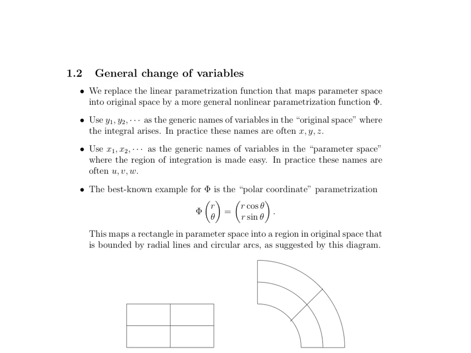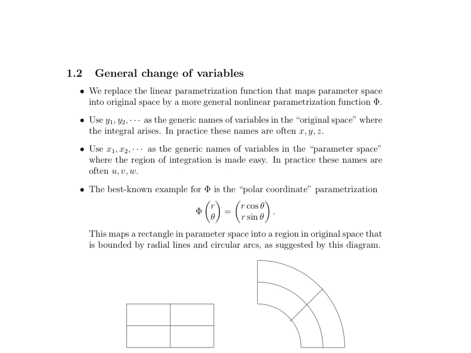So what does a general change of variables look like? Well, rather than necessarily having a linear parametrization function that maps parameter space into original space, we instead will have phi. Phi is going to be a more general, not always linear, parametrization function. Usually, the variables that are first presented to you in the original space are x, y, and z, standard rectangular Cartesian coordinates. We're going to call those y1, y2 in our general change of variables formula.